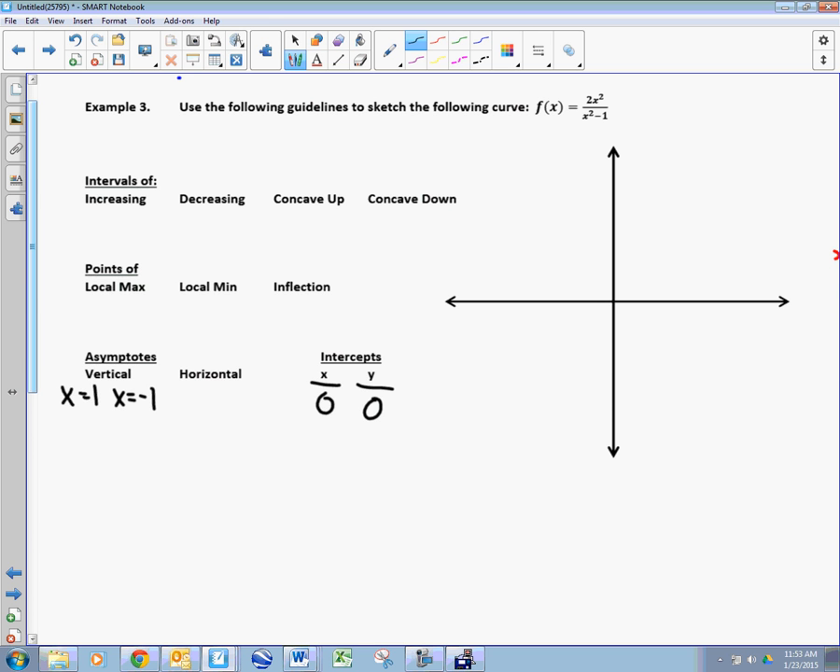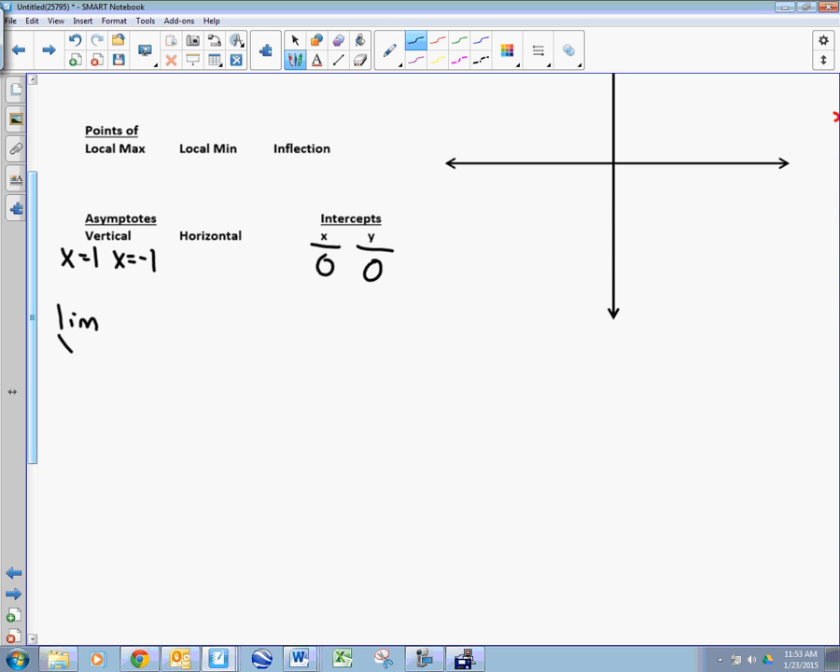Think about the horizontal asymptote. A horizontal asymptote is as you go to infinity, how is the function behaving? So that's why we do this. Limit as x goes to positive or negative infinity of 2x squared over x squared minus 1. Now, Marcus is absolutely correct. It is 2. Can you all see that? So you can simply just take 2x squared and divide it by x squared times (1 minus 1 over x squared). And that should be enough of an indication to say that's going to be 0. Those cancel. 2 over 1 is 2.